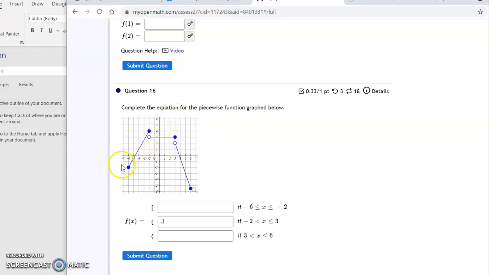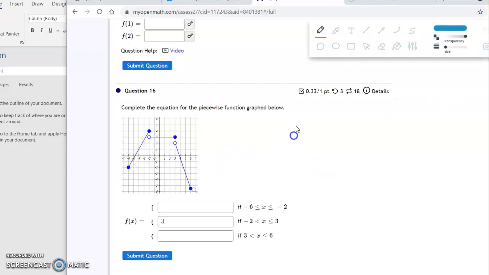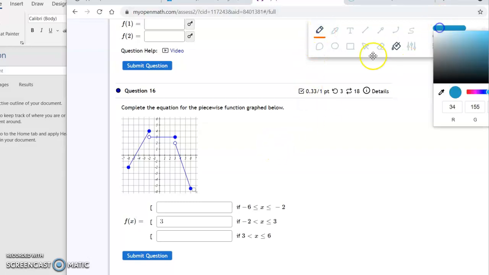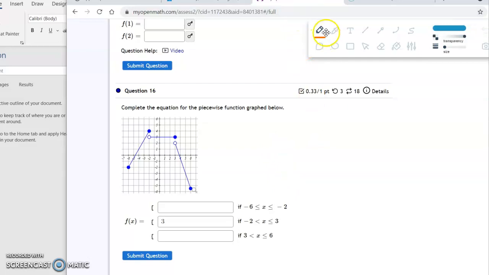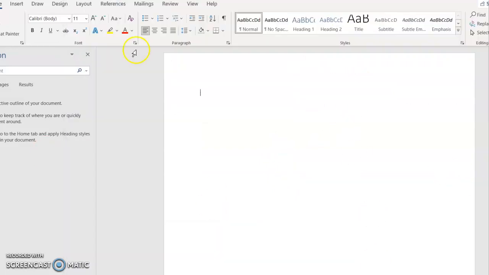Now, in class, we talked about the y equals mx plus b form. See if this will allow me to write on the screen or not. Maybe not. It's not working. Okay, so let me write that on a sheet. Y equals mx plus b. And remember, m was our slope and b was our y-intercept.